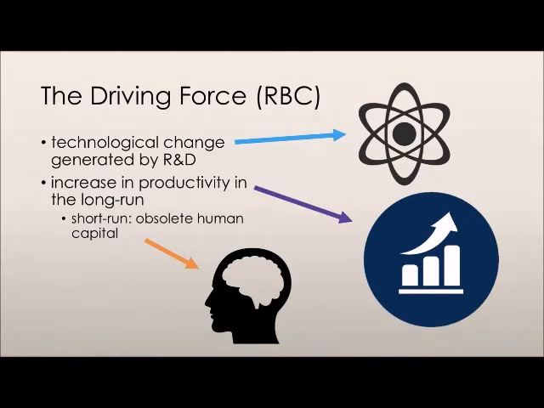These new technologies are discovered when companies invest in research and development. However, the rate of technological change is not constant, and so the rate of productivity growth is not constant. This is what causes the business cycle. A period of rapid productivity growth brings a business cycle expansion, and a period of slow productivity growth causes a recession. In the long run, all technological change brings increases in productivity, but sometimes existing capital, for example human capital, can be made obsolete in the short run.